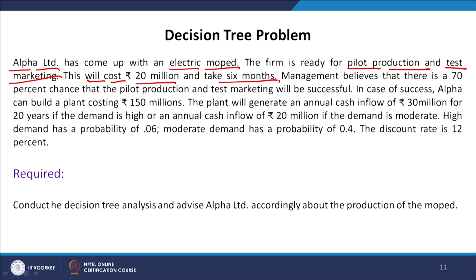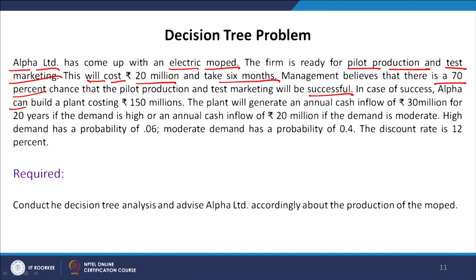6 months. On the basis of the results of the pilot production and test marketing, if the results are encouraging, we will go for the commercial production, otherwise we will lose 20 million rupees and abandon the project. Management believes that there is a 70% chance that the pilot production and the test marketing will be successful.